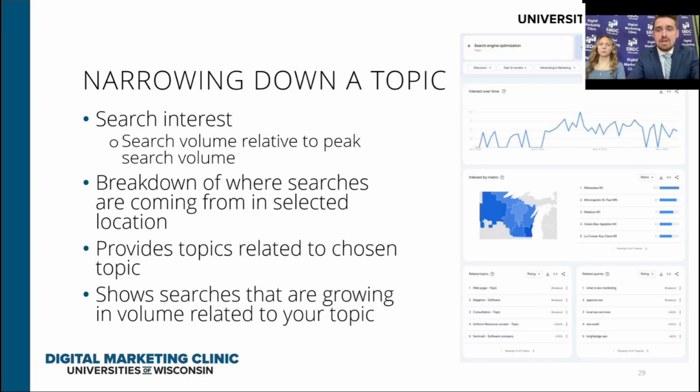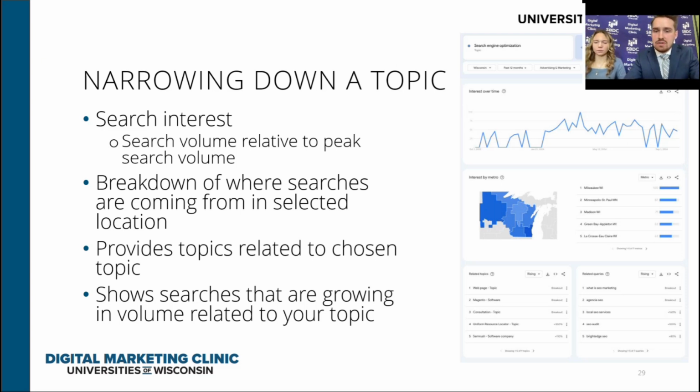When searching for a topic, Google Trends will provide you with many different metrics to help you see the potential of that topic. In the first module in the image there on the slide, it shows search interest relative to the peak search volume. So it'll take the highest point at which it was searched and compare all of the timestamps it'll give you to that peak volume.